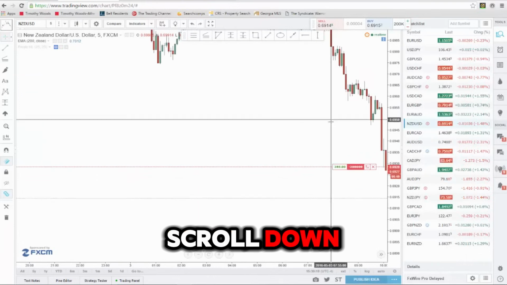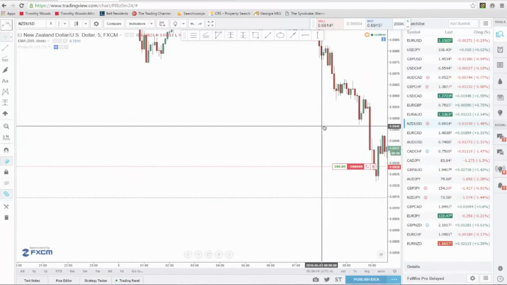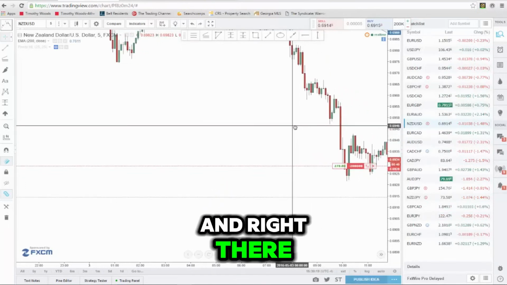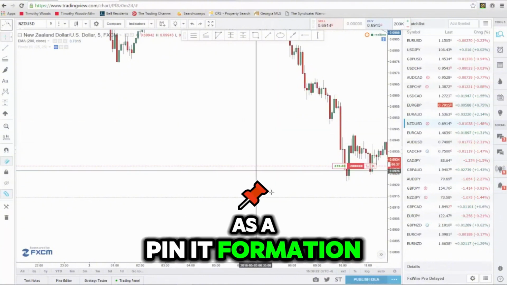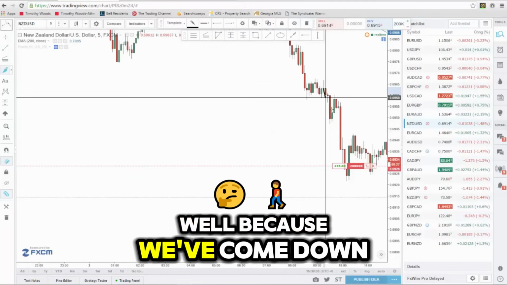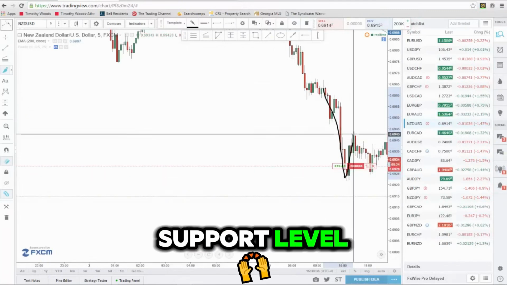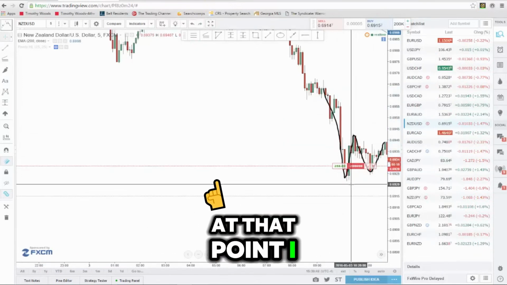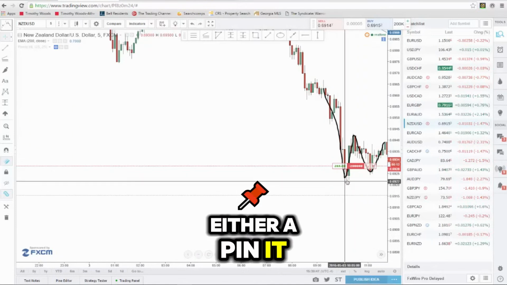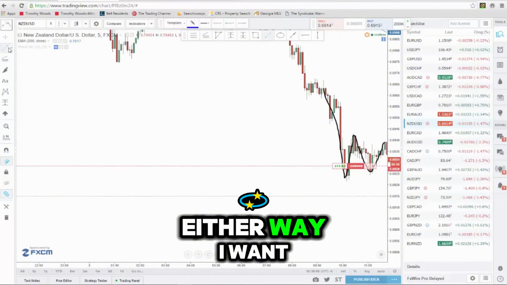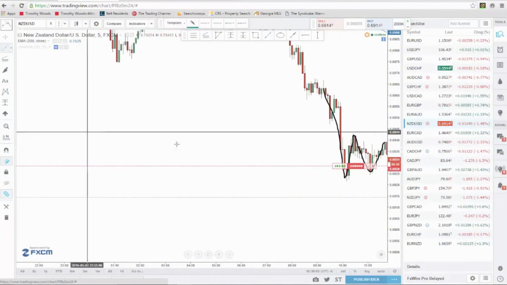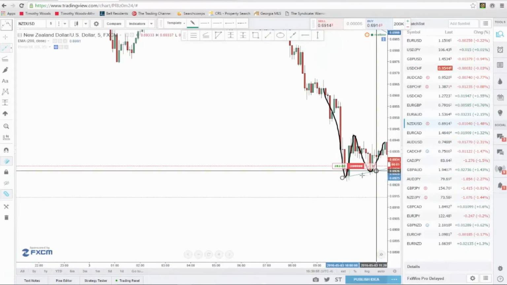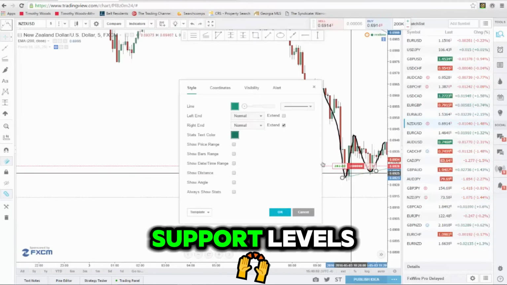And now if we scroll down, we'll see that what we were looking for is a pennant or a flag formation, and right there I already view this as a pennant formation. You may ask why? Well, because we've come down, we've put in a support level, a resistance, and a higher support. At that point I see this as one of two things, either a pennant formation or a descending triangle. Either way, I want to trade this on a breakout of these support levels. So I'll go ahead and draw in a line for those support levels.